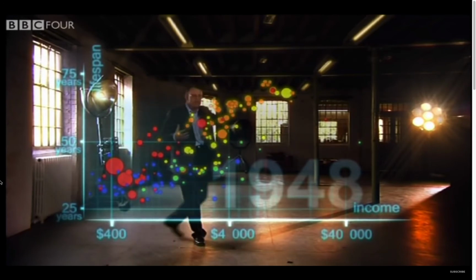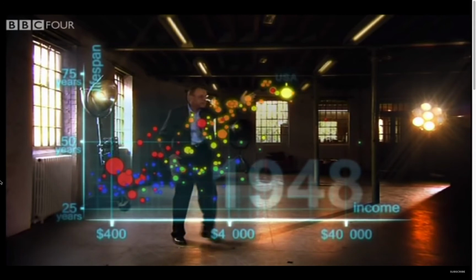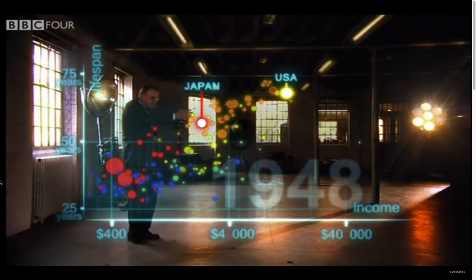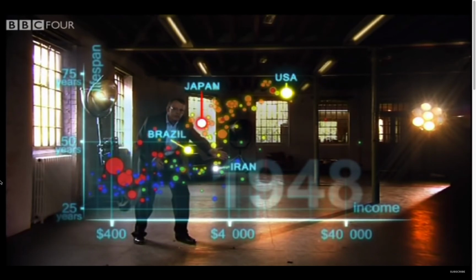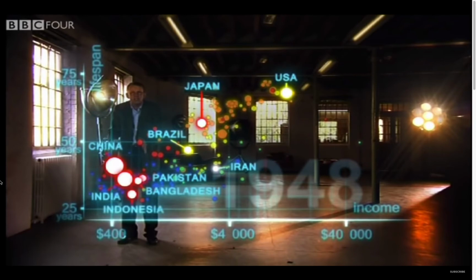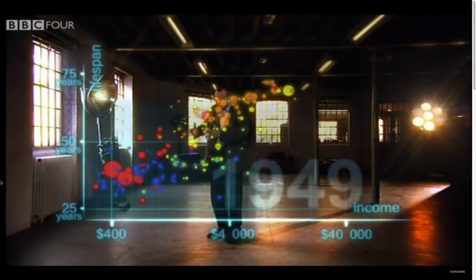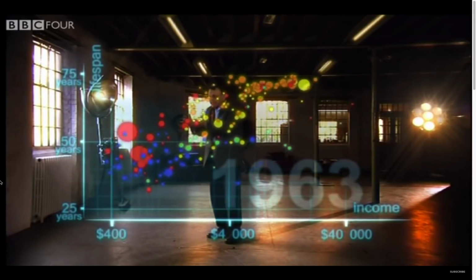The differences between the countries of the world were wider than ever. The United States was in the front, Japan was catching up. Brazil was way behind, Iran was getting a little richer from oil, but still had short lives. And the Asian giants, China, India, Pakistan, Bangladesh, and Indonesia, they were still poor and sick down here. But look what is about to happen. Here we go again.